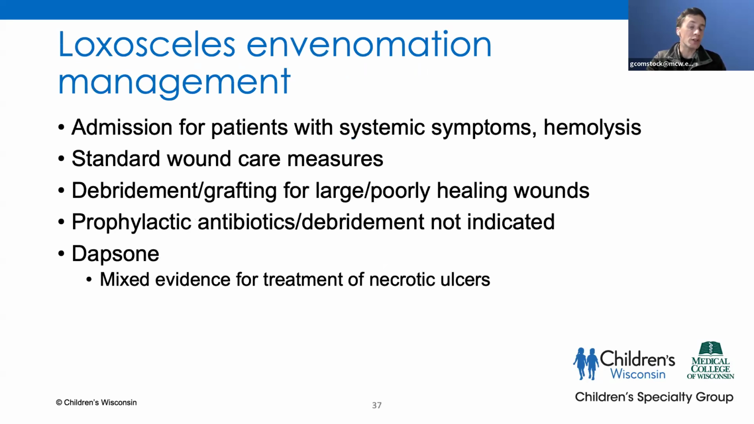And then how do you manage these patients? Well, the vast majority of these, it's going to be symptomatic care, wound care, etc. Anybody who's developing systemic symptoms, showing signs of hemolysis, renal injury, obviously if they've got DIC, they need to be admitted to the hospital and receive supportive care for those manifestations, transfusions or whatever else they may need. It's standard wound care measures for the wounds themselves. You don't want to try early debriding. There's no real role for prophylactic antibiotics. It's really just standard good wound care, keeping it clean, and allowing for wound healing as best you can.